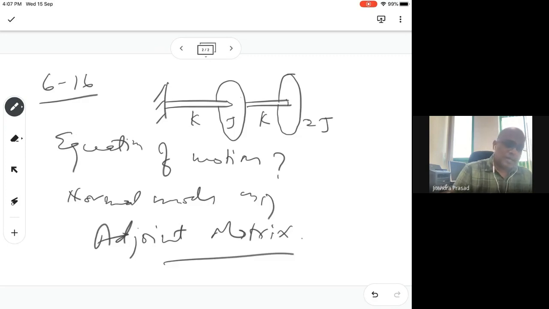If you see these 615 and 616, both are similar. Both of them are asking to get the normal modes using the adjoint matrix. So we will take this one. If you can solve this one, you can solve that also. Number two, 615 is a similar kind of system, and the setup is given for the homework. So that's why I'm leaving it to you. So you have to solve this one. Now 616, how to solve it.